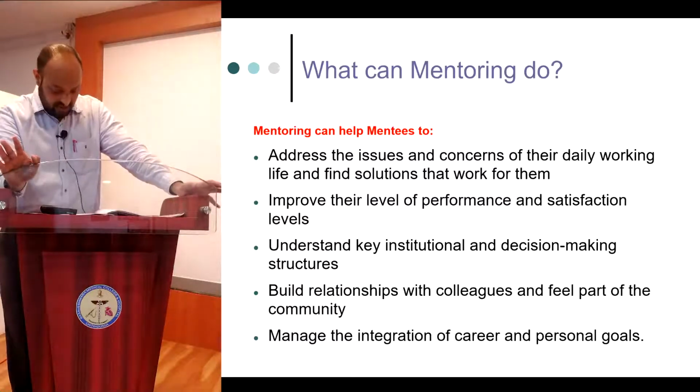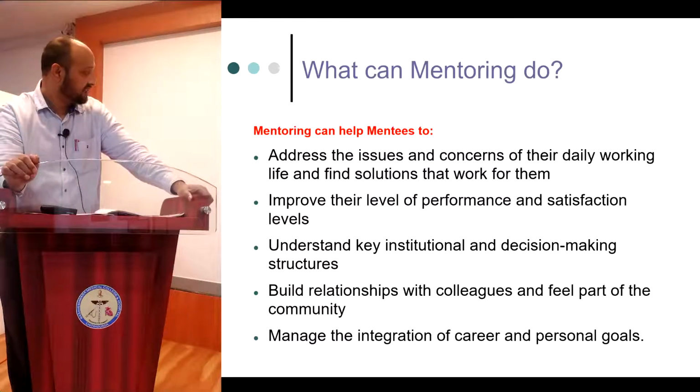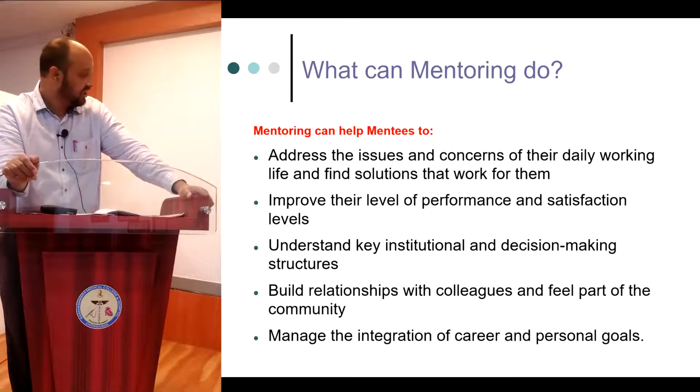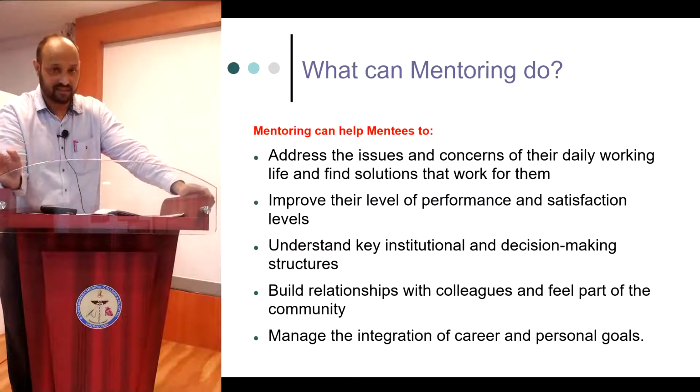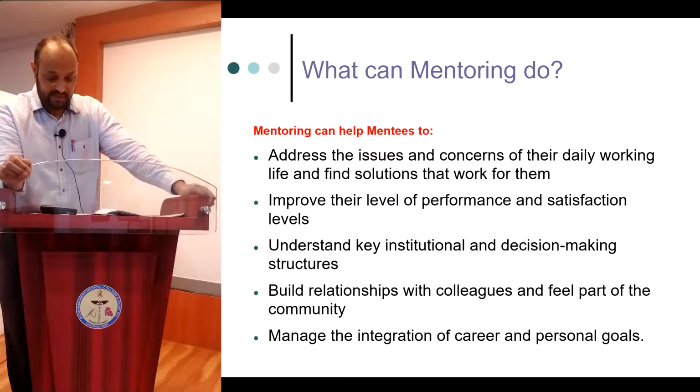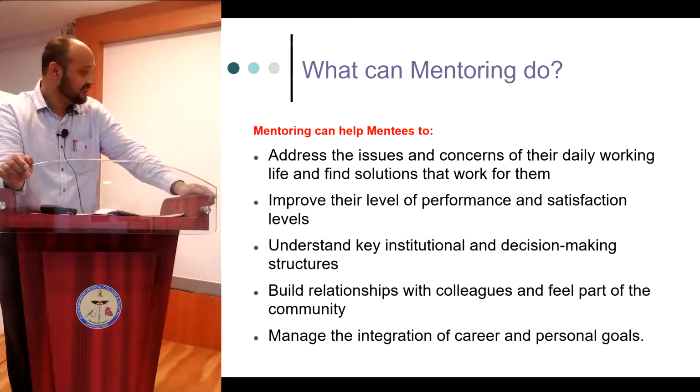And understanding key institutional decision making and structure. You should know what is going on in each department, what the scenario is. You should build a relationship with the colleagues.